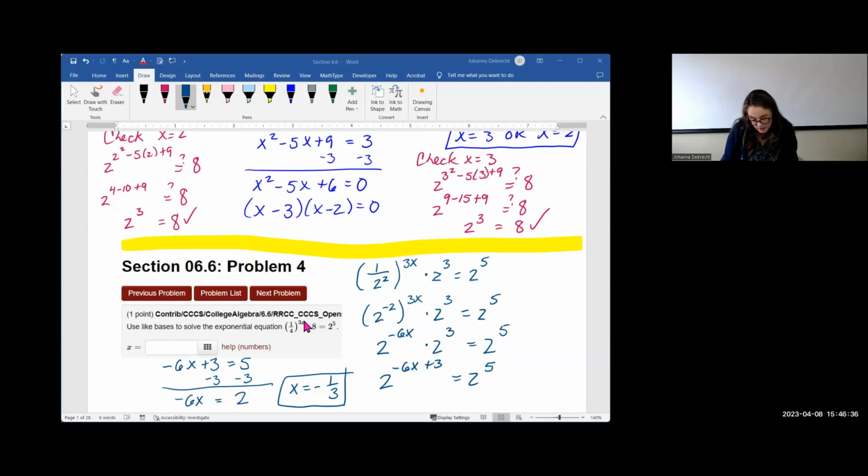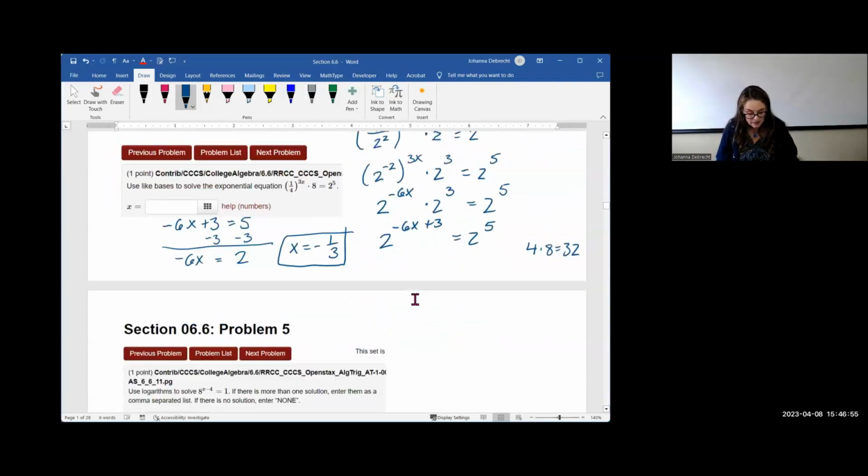Is that correct? Negative 1, which would make it 4. So then I'd have 4 times 8, which is 32, which is 2 to the 5th. So yes, it was correct, and it does work.